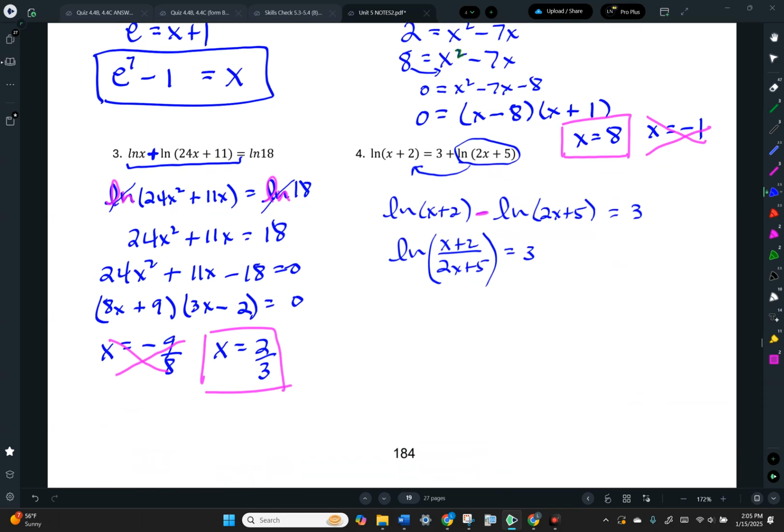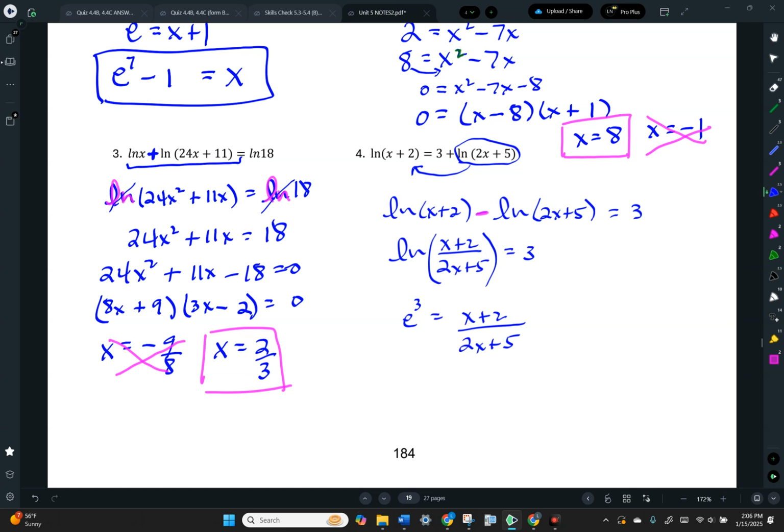All right, so my base is e to the third equals x plus 2 over 2x plus 5. Okay, here's where the solving is going to get a little tricky. So e to the third is just some number. I mean, for all I know, it's like 25. It's going to be difficult to solve for x because I have x in both the numerator and denominator.